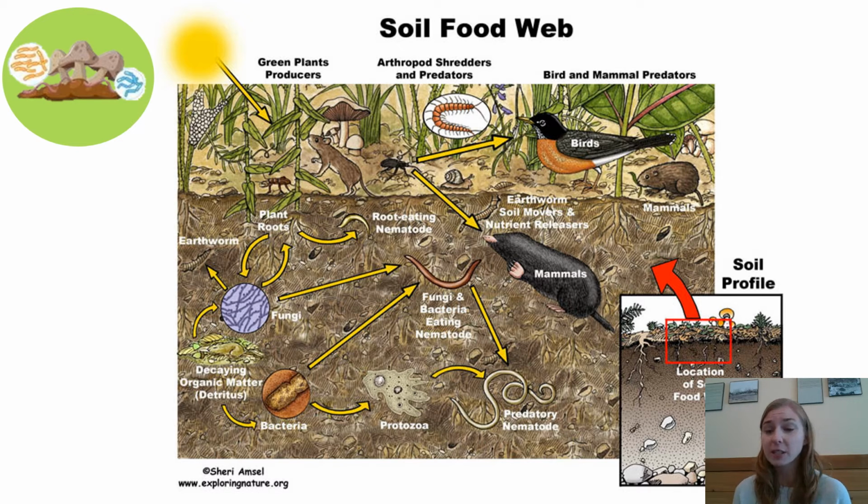And all of these creatures are living near the surface of the soil because that is where all the organic matter is. It's where the roots and the plants are, and if an animal dies, it will lay on the ground and the decomposers will be right there where all the food is.